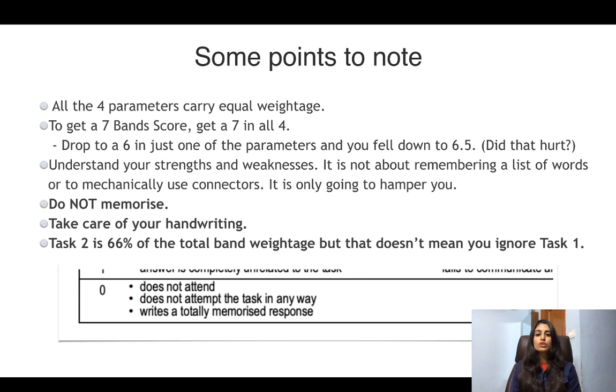Do not just focus on improving your vocabulary, because your writing is not about vocabulary. Some people equate writing tasks to vocabulary. Like, I'll keep improving my vocabulary, I'll use some heavy words, some fancy words, and my answer would automatically fetch a 7 band score. That's not it. That is not how it works. There are 3 other parameters that you should be focusing on.